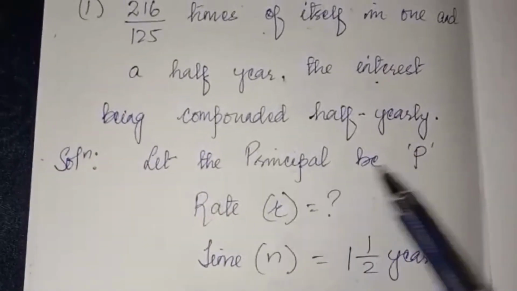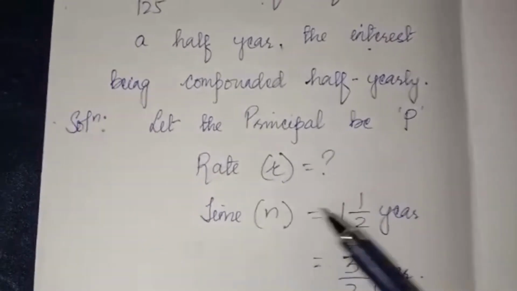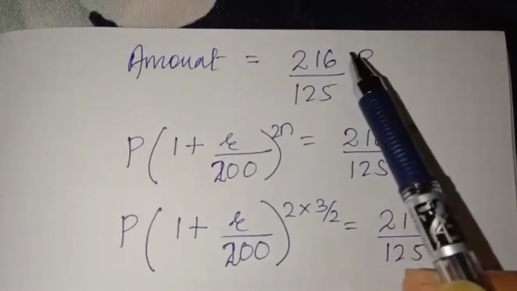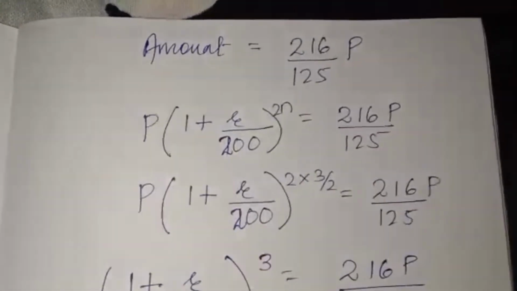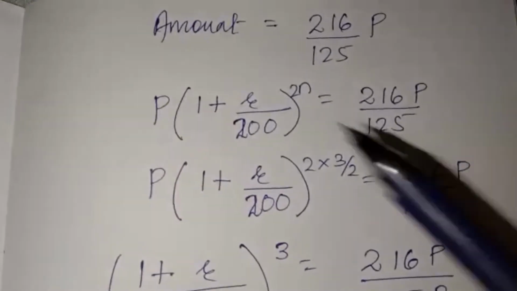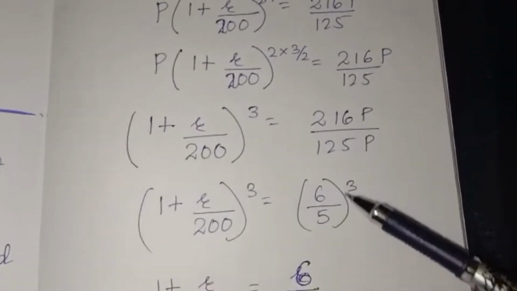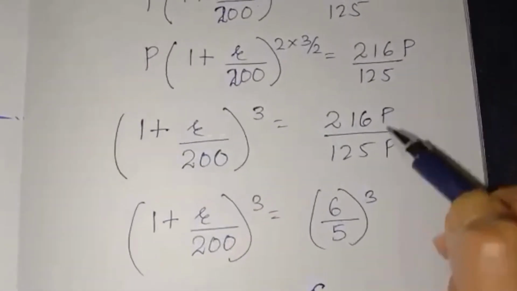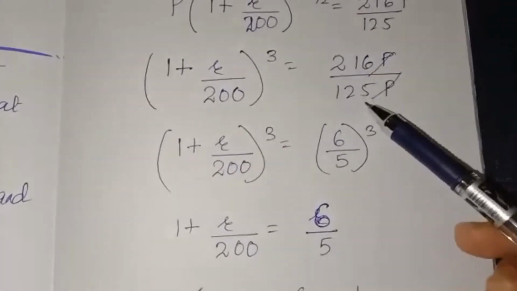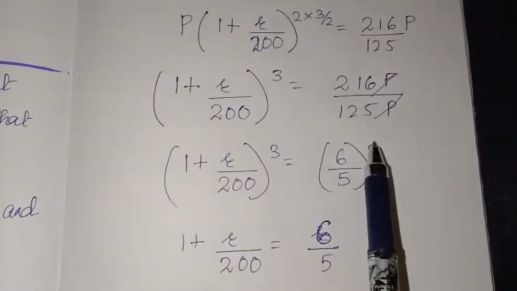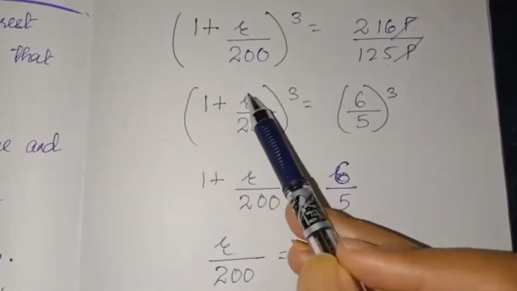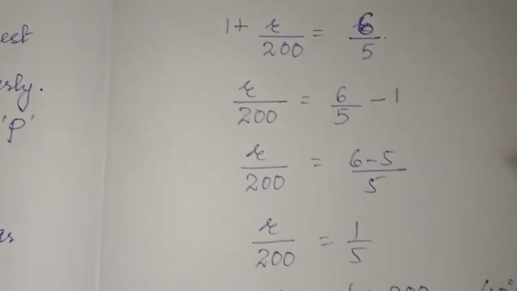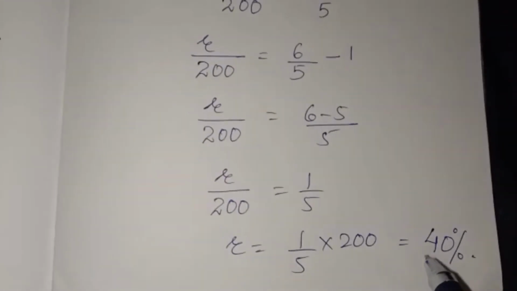So here is the process. Principal take P, rate unknown, time 1.5 year, which is 3 by 2, and according to the question the amount will be 216 by 125 times of P. So the amount is compounded half yearly, so you have to use this formula. You calculate this, this P will go on the right hand side, cancel this. Then 216 by 125, here is a cube, so you have to express here also something cube, which is 6 by 5 cube. Cancel this cube, then simplify, you will get R is equal to 40%.